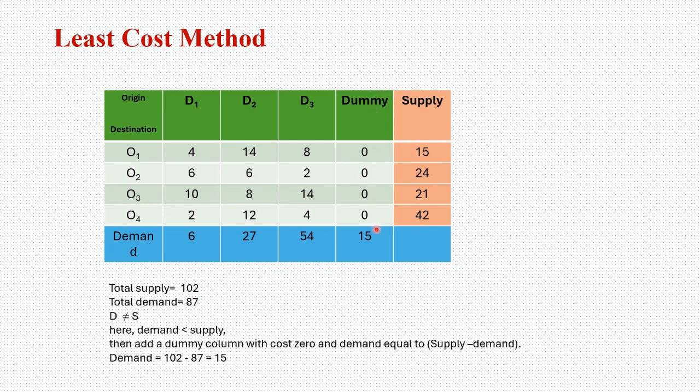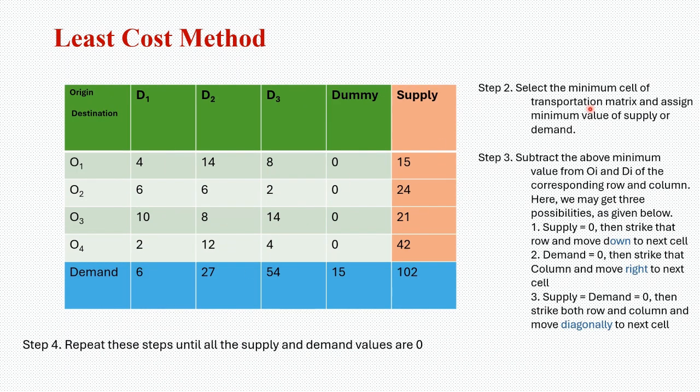Step 2 in the least cost method. Here we need to select the cell with the least value. All these cells have the least value, 0. We can choose any of these cells. We are choosing this one, hence we will start from here. Here supply is 15 and demand is also 15. So 15 is the minimum value assigned. Here 15 minus 15 becomes 0. Since demand and supply become 0, this row and this column are cancelled.